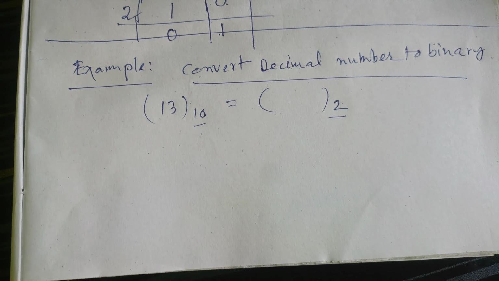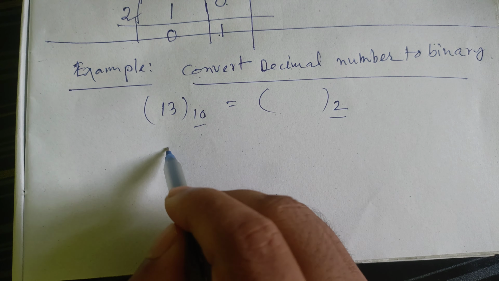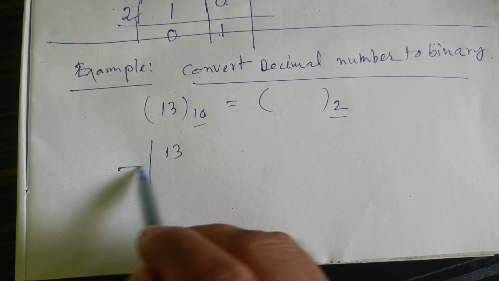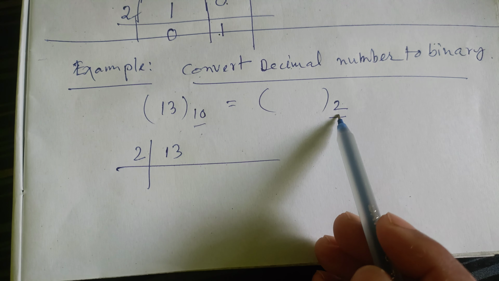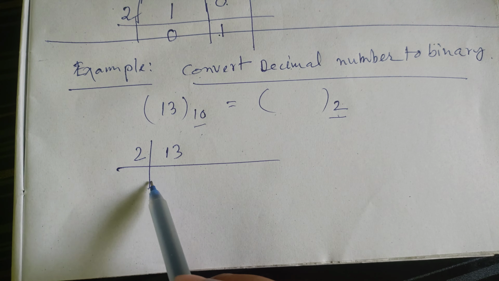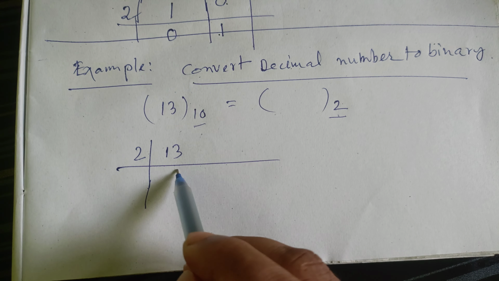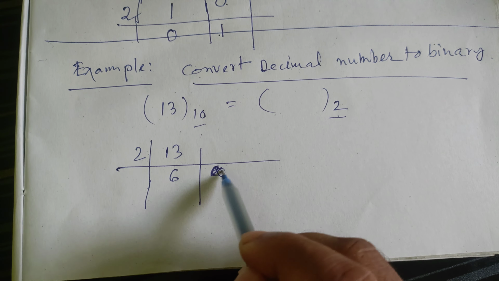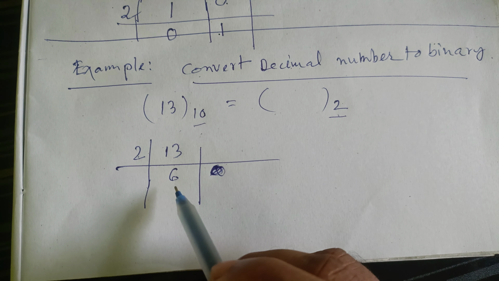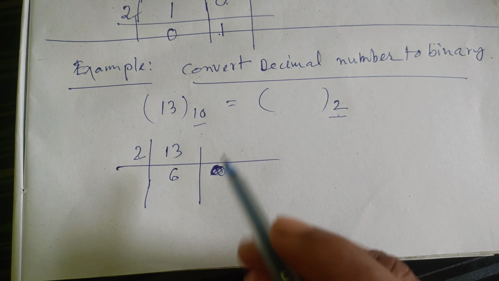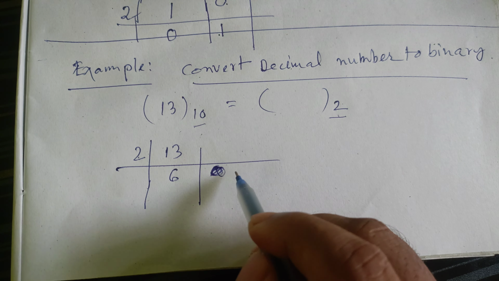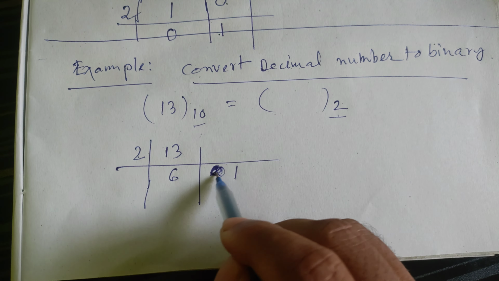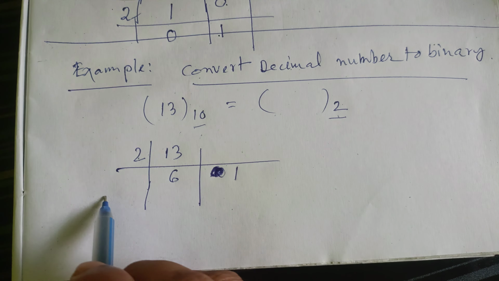For this, we just have to divide it by 2, the radix of the binary number system. So here the quotient will be 6, and the remainder will be 1, not 0, because 2 times 6 is 12, and 13 minus 12 equals 1. So you have to remember this point.